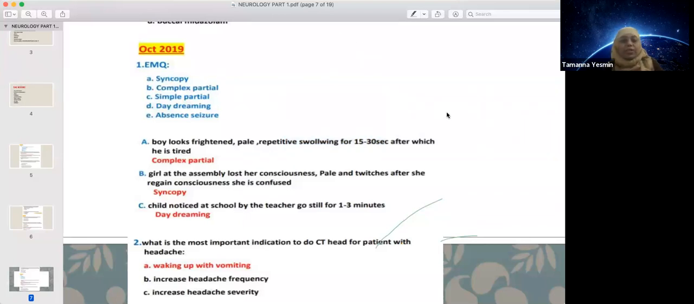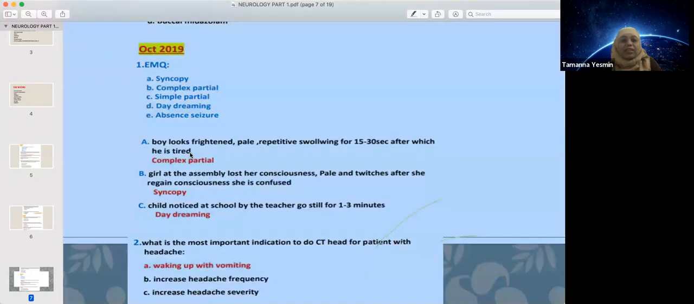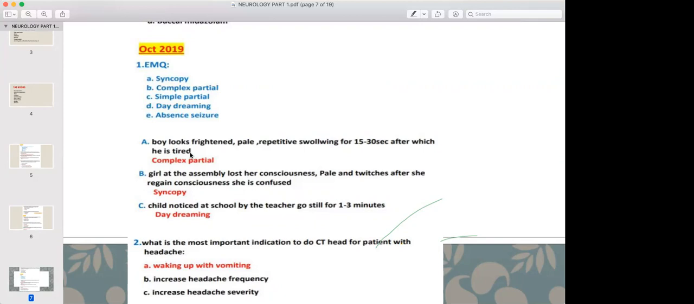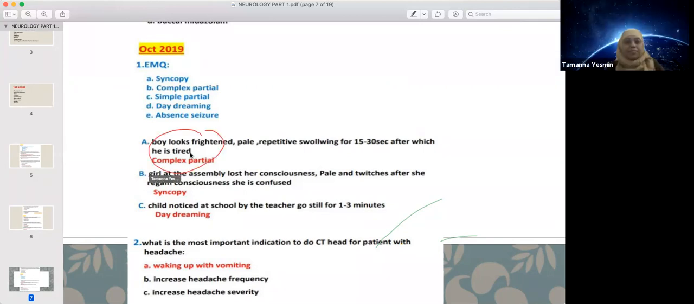So this is complex partial, when the child is tired. You see, the child is tired. Okay, there is an option, the child is tired. So this is complex partial seizure. This is not benign partial or simple partial.